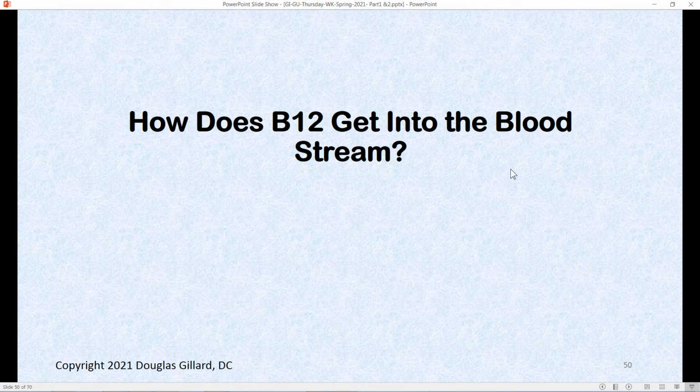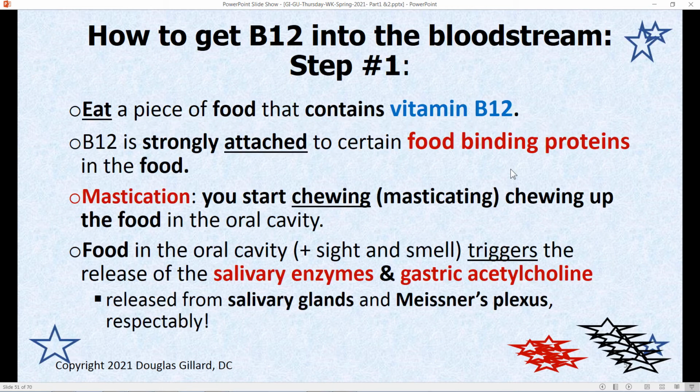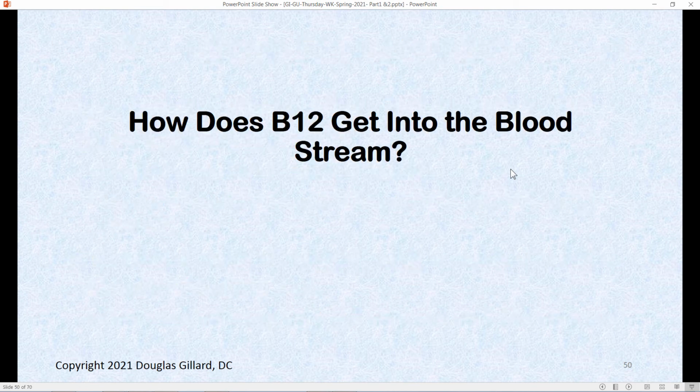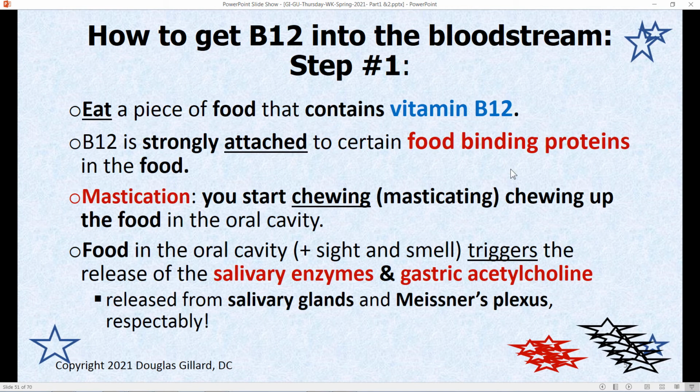How does vitamin B12 get into the bloodstream? That's the next question. So usually we stop right here. I feel like I'm on a roll though. Let's keep going. Should we keep going? Let's go for it. I haven't prepped this, but I've done this so many times. Let's see how I do.